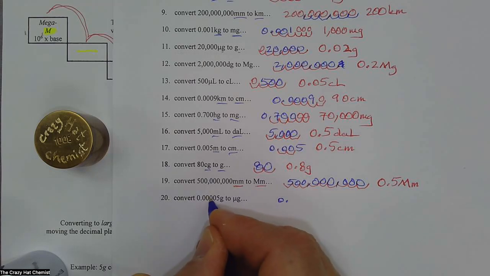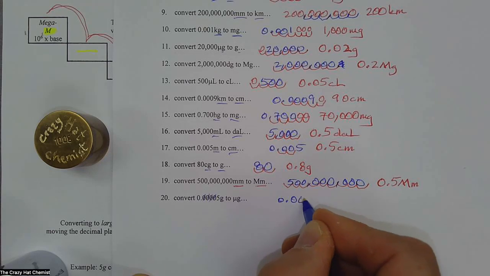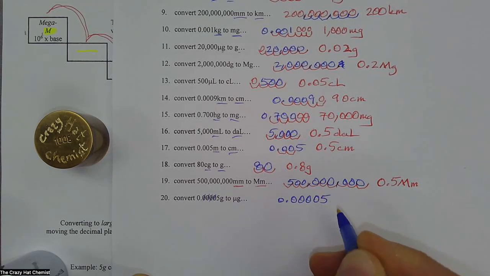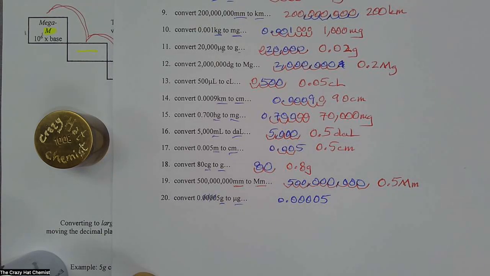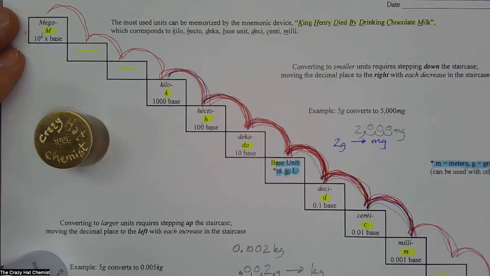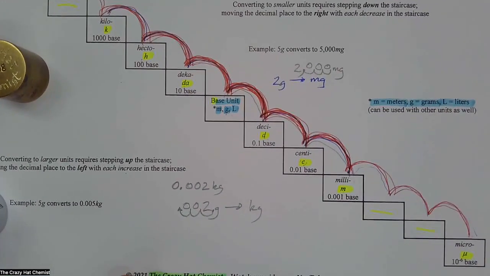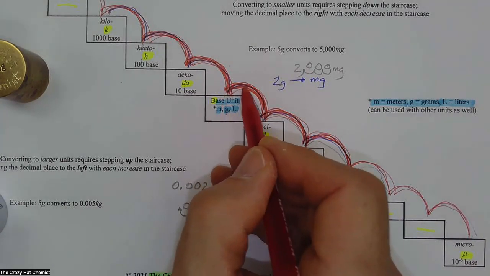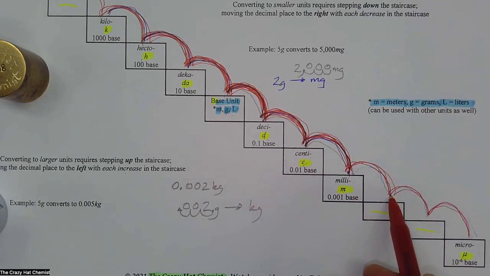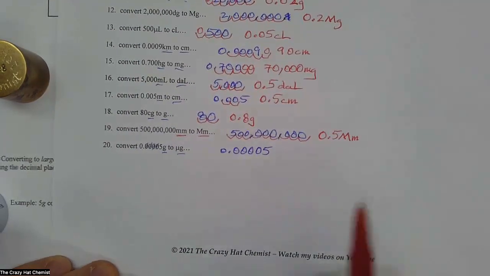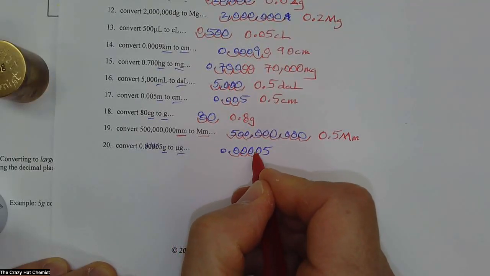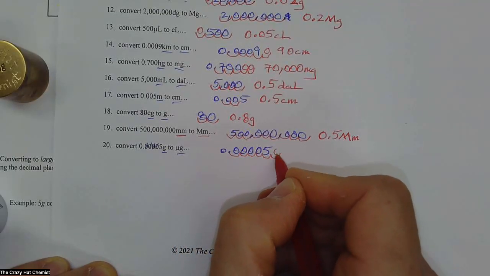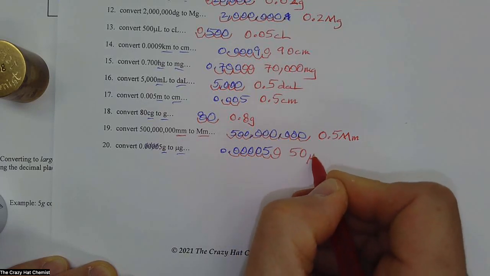0 point, and let's make sure that we count the zeros here. 1, 2, 3, 4 zeros, a 5, and that's grams to micrograms. We're going at the other end of the scale. So let's slide this up over here. There's grams, there's micro. We're going to go 1, 2, 3, 4, 5, 6 to the right. So that would be 50 micrograms.